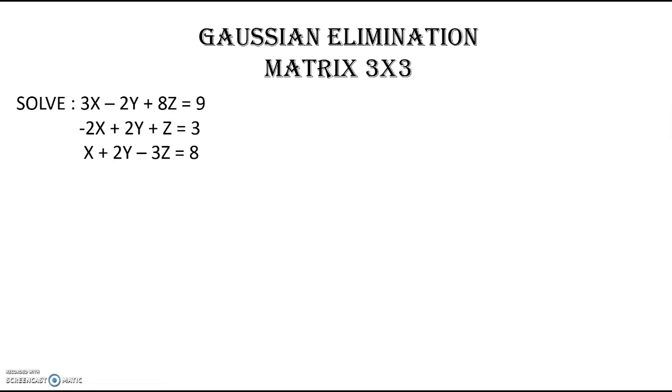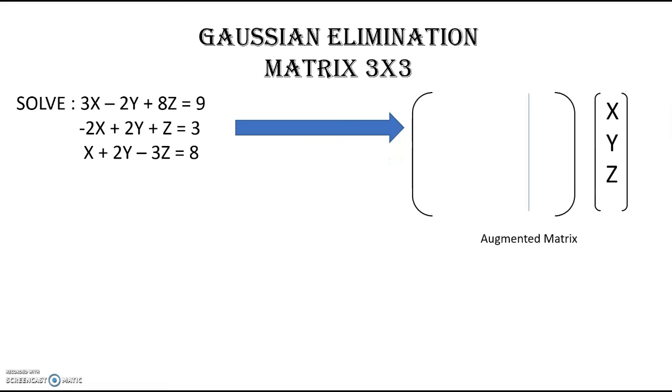What we're going to do is take the coefficients of the variables and place them into the augmented matrix format. So now we place the coefficients of the variables and the values after the equals sign into the matrix format. 3, negative 2, 8. Always remember that the value after the equal symbol must be placed separately at the right side of the matrix. So 9. And then negative 2, 2, 1, 3. 1, 2, negative 3, and then 8.